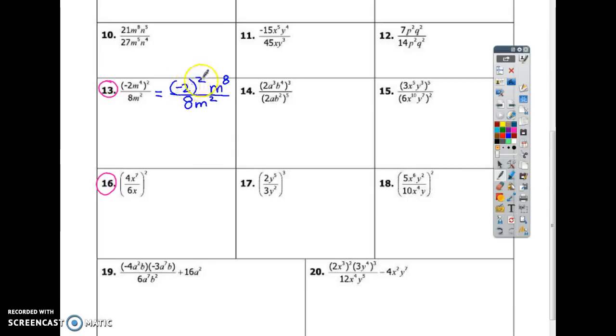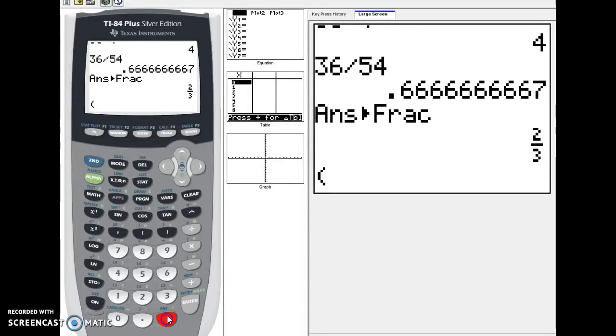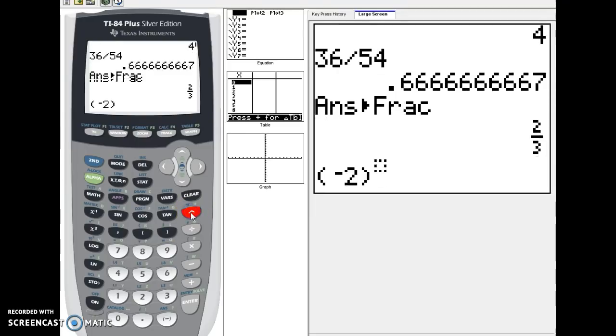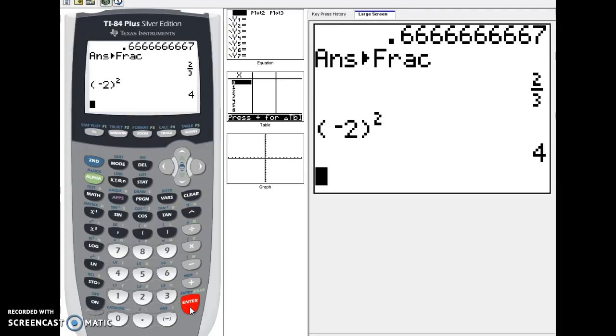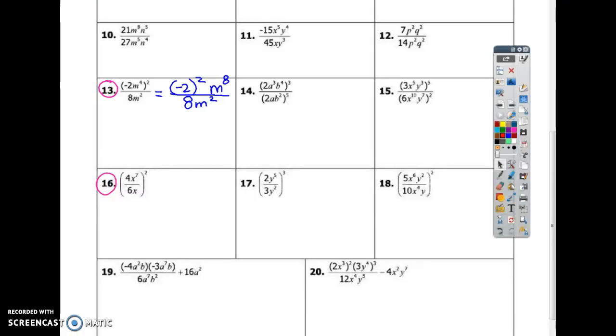So I have to put this in the calculator, see what it gives me. Parentheses, -2, close parentheses, to the power of, this is the button, 2, enter. That's +4. So now I have 4m to the power of 8 over 8m to the power of 2. So that should be easy. We're going to divide these two in the calculator. 4 divided by 8.